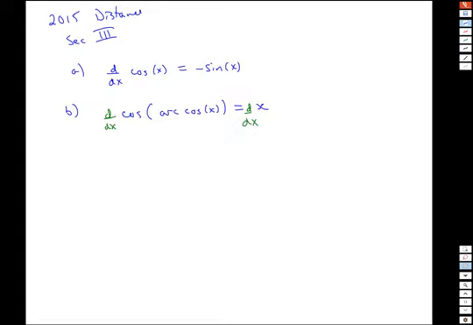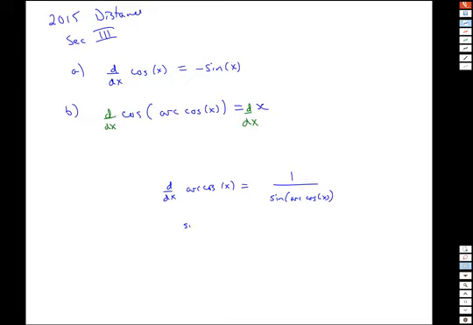Okay, sure. Let's jump to that. So, right, you ended up with the derivative of arc cos of x is equal to 1 over sine of arc cos of x, something like that. Yeah, that sounds about right.